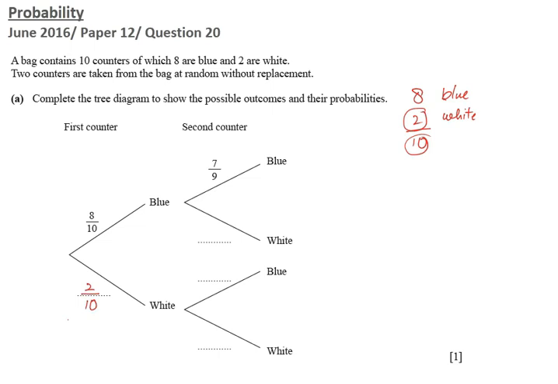Now if the first ball is blue and the second ball is again blue, then when we have the same color, we will reduce both numerator and denominator. So when we reduce 1 from the numerator, it will be 7. And when we reduce 1 from the denominator, it will be 9. So the probability is 7 upon 9.